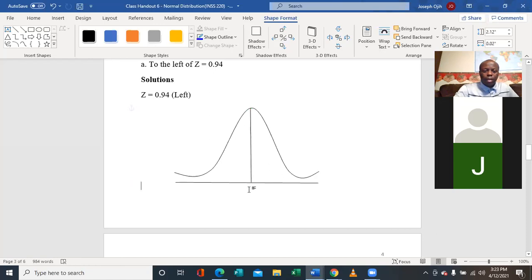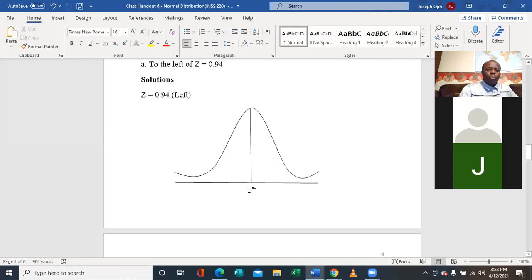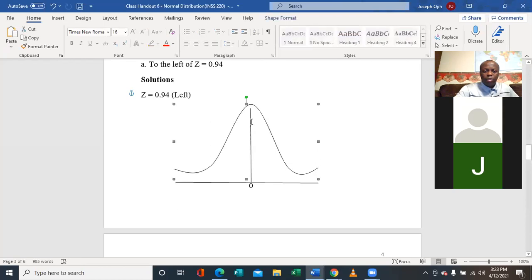Now you can put the 0.94. This center is always 0. Okay, 0 is the mean for the standard normal distribution. So we're going to come to that. Let me move this up a little bit.